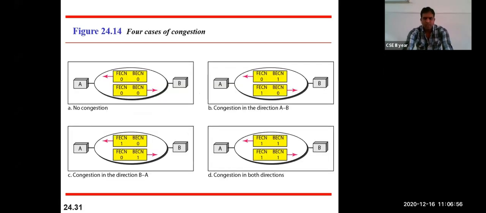Done. So here is an example. There are 4 cases. Look at the first case, A. From A to B, I have given 4 fields. One is going towards A, to the source. The other is going towards the destination. Can someone tell me what it is? Towards A, FECN and BECN both are 0. What does that mean?